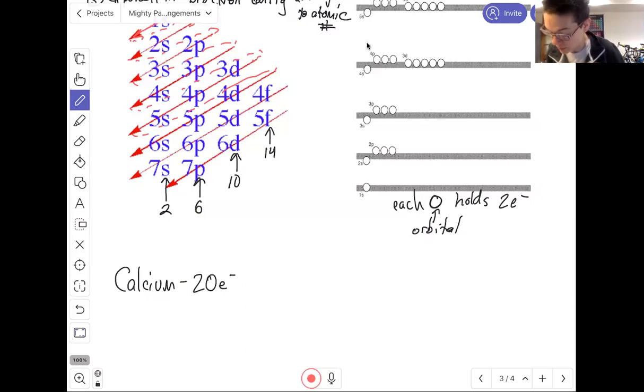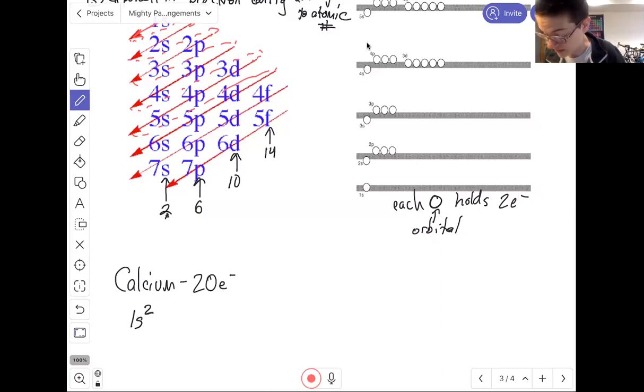So calcium is 20 electrons. If we're following the diagram on the left, you start at the top, which is 1s, and s holds 2 electrons, so I'm going to put a 2 there. 2 is not 20, so I'm not done, and I have to continue on.